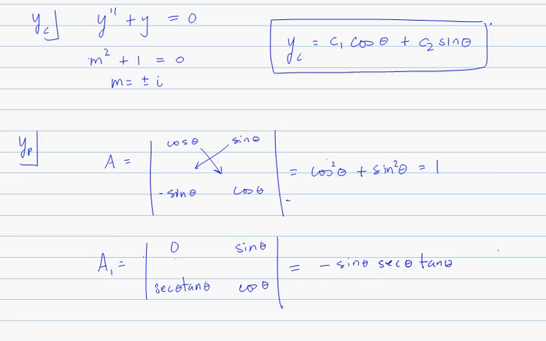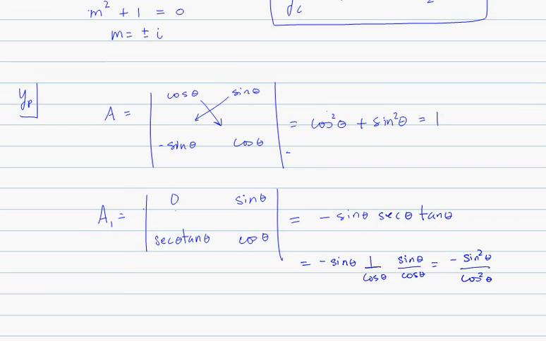Now this is exactly, let's see, so this is minus sine theta, secant is 1 over cosine theta, and tangent is sine over cosine. So this is minus sine squared theta over cosine squared theta. Or that's exactly minus tangent squared theta.